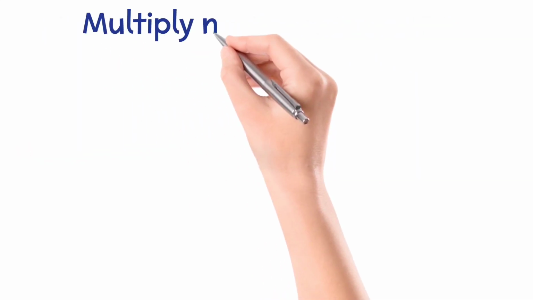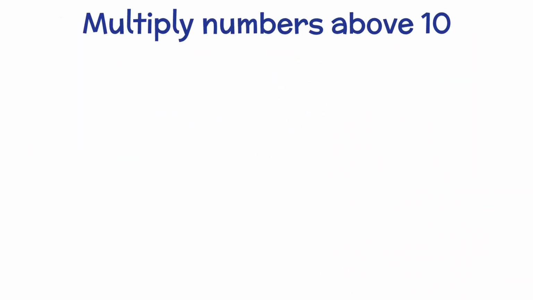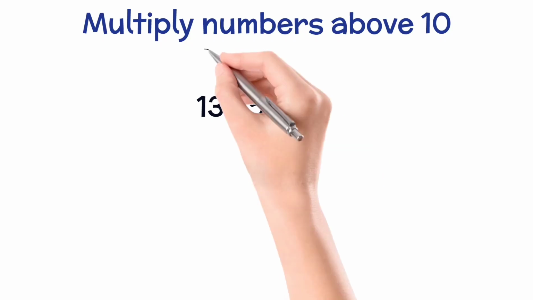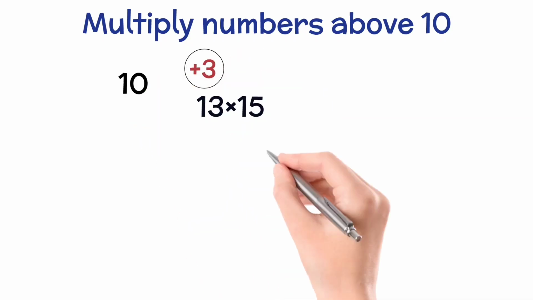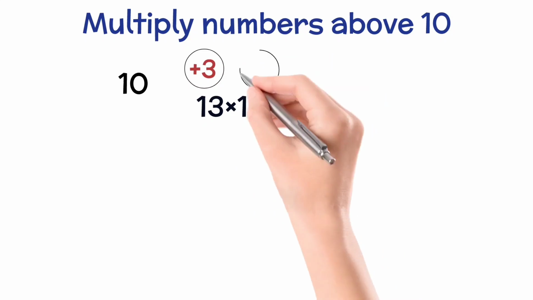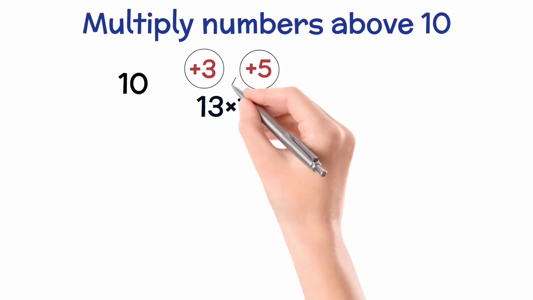Multiply numbers above 10. Take an example, 13 into 15. By adding 3 to the 10 we get 13. By adding 5 to the 10 we get 15. So write plus 3 and plus 5 above the numbers.